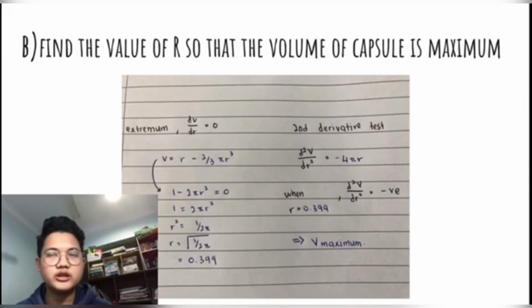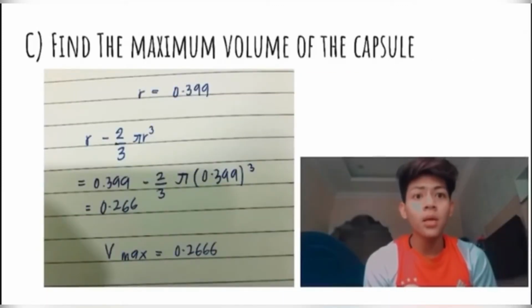From the equation, we differentiate and get negative 4 pi r. We substitute the value of r, 0.399, into the second derivative equation, negative 4 pi times 0.399, and we got a negative value. The negative value shows that we got a maximum volume of the capsule.